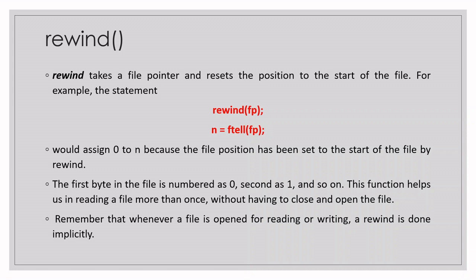So after rewind, if we use n is equal to ftell fp, then it will return the value 0, because just before that, when we used rewind, it returned to the beginning of the file. So if we check using ftell, it will give the value 0, because it shows that it is at the beginning of the file. Rewind means to set the file pointer to the beginning of the file, and ftell is to return the position of the file. So these two functions are more clear now.